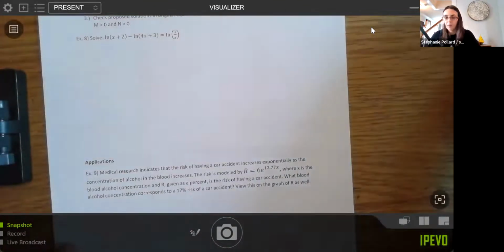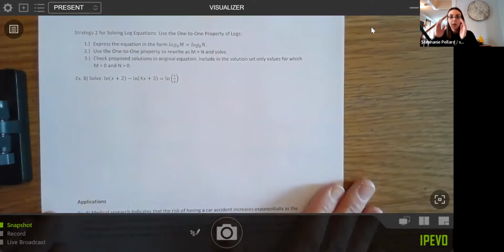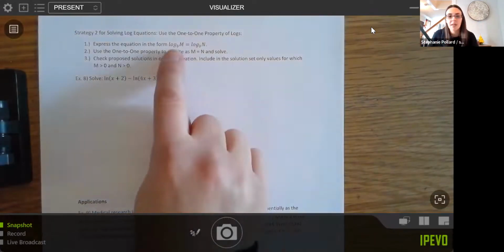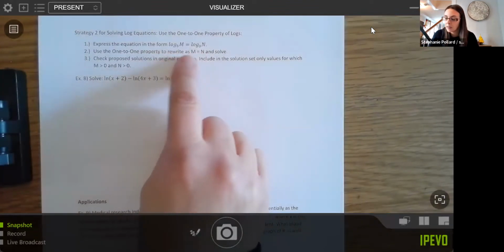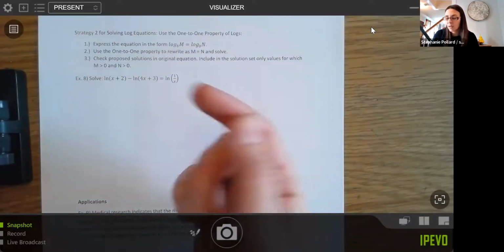All right, let's do one more strategy here for solving log equations using what's called the one-to-one property of logs. So it's very similar to the exponential property, where if the bases are the same, then you just use the two exponents to solve the equation. So here, if you can get the logs to be the same, right? So log with the same base, then you can set the m and the n equal to each other and solve. And of course, just make sure to check your answers.